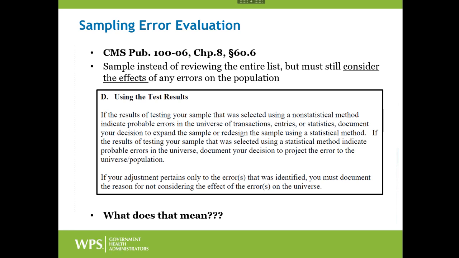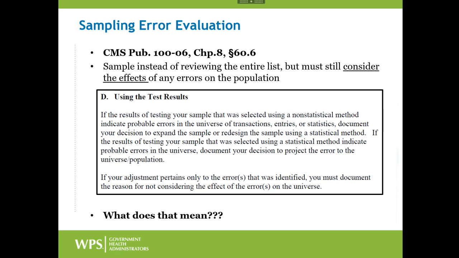Now here's another section out of that 60.6, and it talks about how to use the test results that the auditors find. If the results of testing the sample that was selected using a non-statistical method indicate probable errors in the universe of transactions, entries, statistics, whatever, then document your decision to either expand the sample to see if those errors exist elsewhere, or if it was just an unlucky sample that happened to have a lot of errors. So we can either expand the sample, or the auditors can redesign the sample using a statistical method. We'll talk more about that statistical method in just a bit.